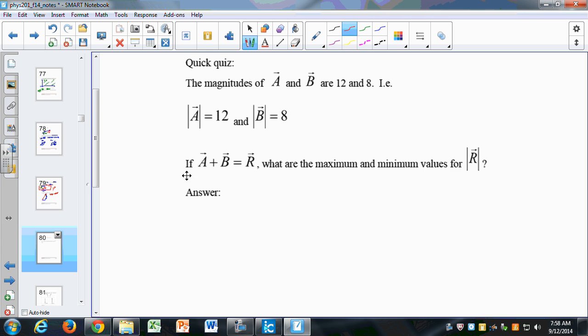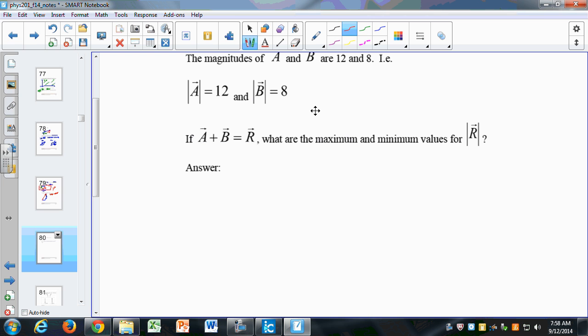All right, so let's say that we have vectors A and B, and they have magnitudes 12 and 8. If I add up these vectors A and B, what are their maximum and minimum values? Now what I've drawn here, first of all, is that this symbol represents the magnitude of A. Anytime I draw a vector and then put absolute value bars around it, that just means the magnitude. So it has a magnitude of 12 at some angle, and this B has a magnitude of 8.